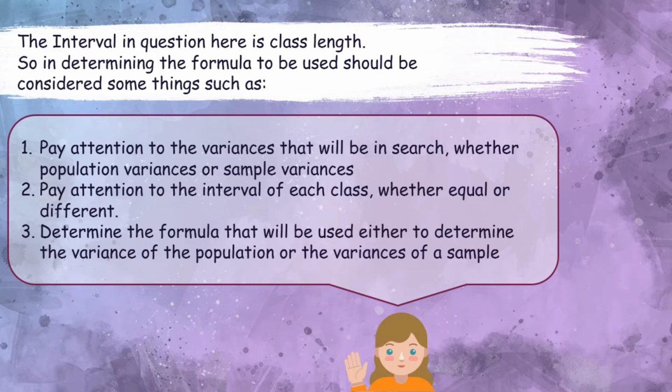For example, you will find a variety of shoe sizes from a school where the number of students is 400. If using all 400 of those data, then we can use the first or second formula depending on the interval of each class. But when the students take 50 randomly as a sample to find the variation, then we can use the third or fourth formula depending on the interval of each class as well.